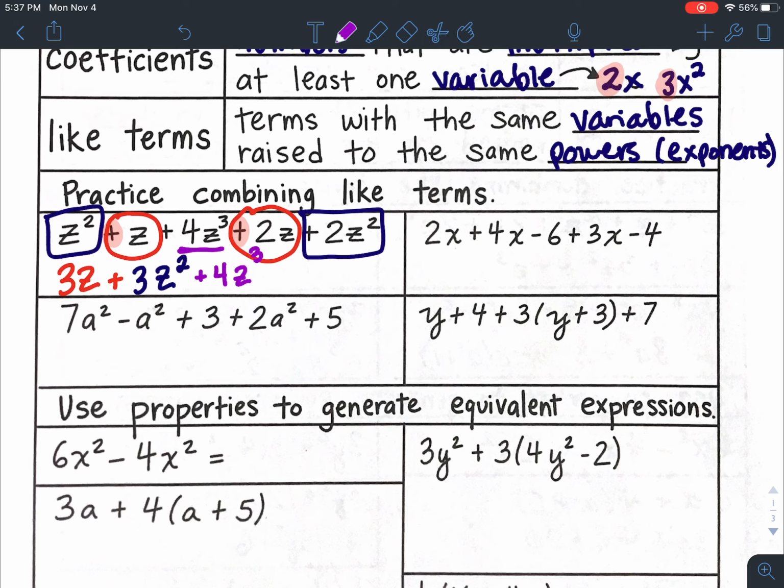So I had z squared plus z plus 4z cubed plus 2z plus 2z squared. It makes it really long, and what I'm trying to do is bring it together and bring it kind of simplified.